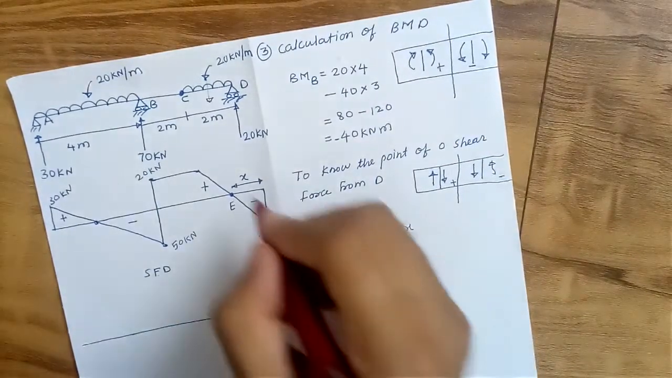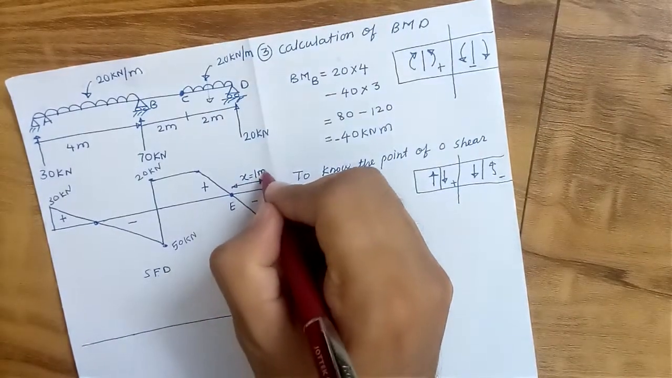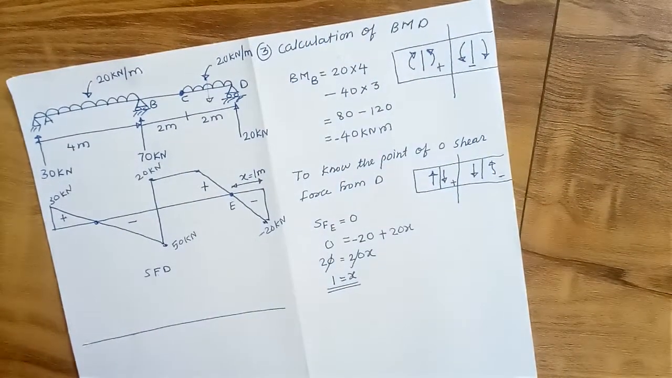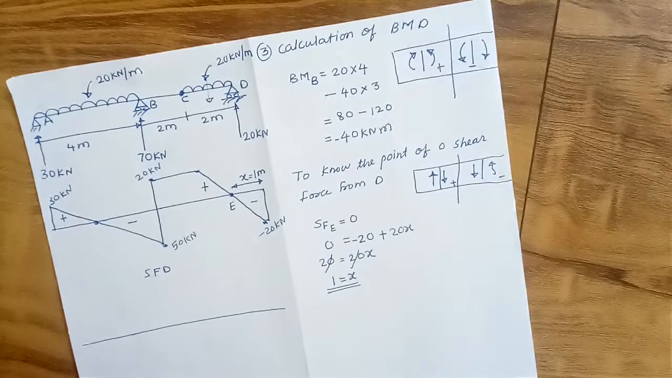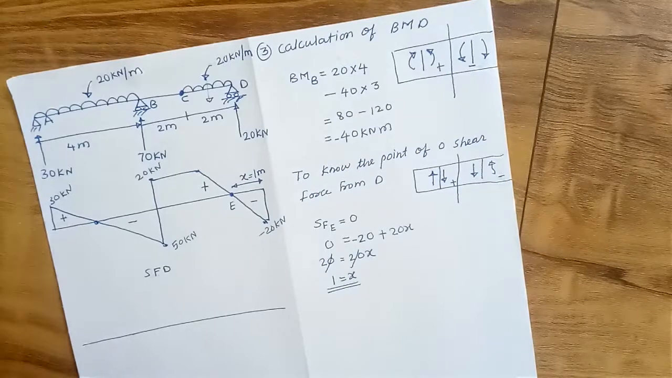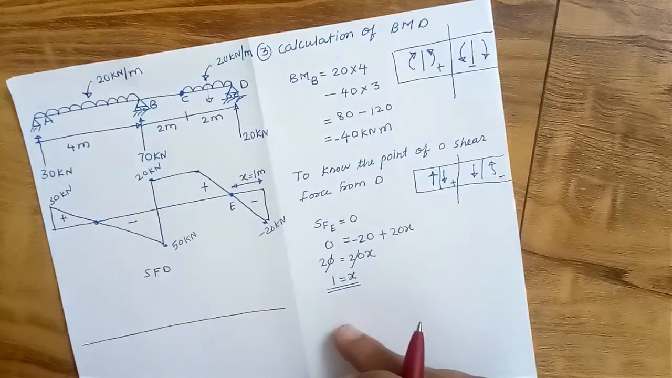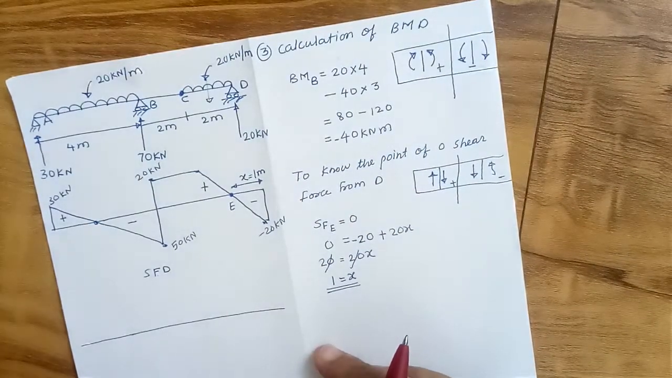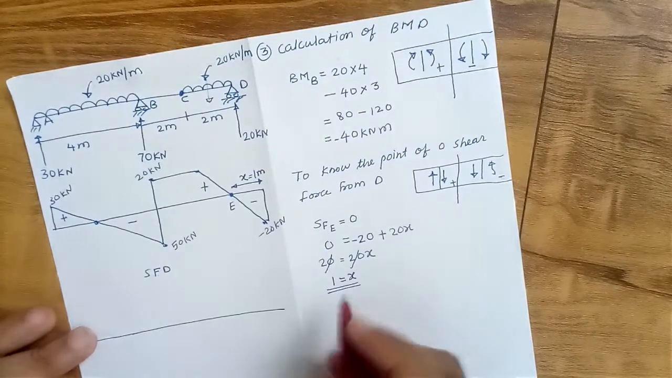So it means that at a distance of 1 meter the bending moment is maximum. So let us calculate the bending moment at that point. Now the bending moment at point E.